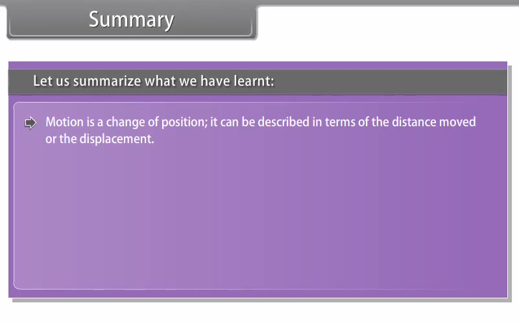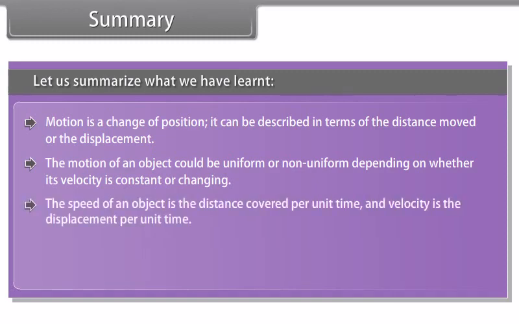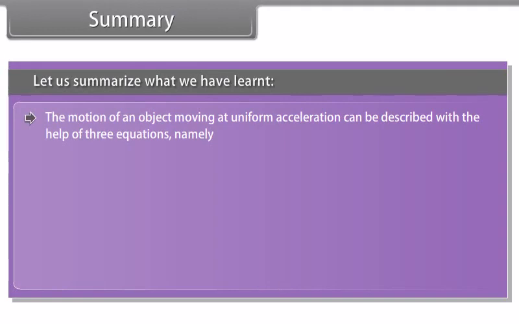Summary. Let us summarize what we have learnt. Motion is a change of position. It can be described in terms of the distance moved or the displacement. The motion of an object could be uniform or non-uniform depending on whether its velocity is constant or changing. The speed of an object is the distance covered per unit time, and velocity is the displacement per unit time. The acceleration of an object is the change in velocity per unit time. Uniform and non-uniform motions of objects can be shown through graphs.